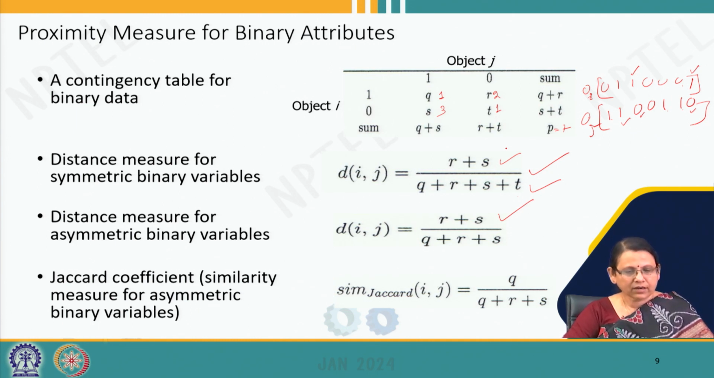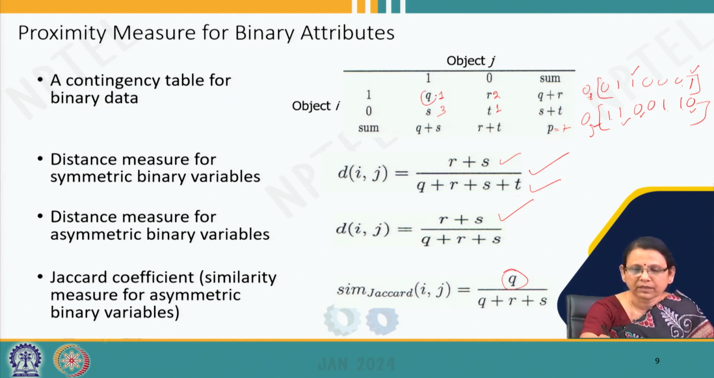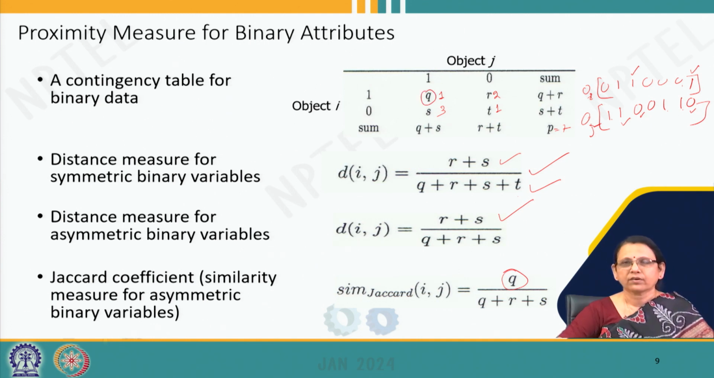Okay. Now, there is another measure called the Jaccard coefficient, which is the similarity measure for asymmetric binary variables. This Jaccard coefficient is Q by Q plus R plus S. Now, what is Q? Q is where both of them agree, that is this one, divided by the total number of ratings. See, once again we have excluded T.